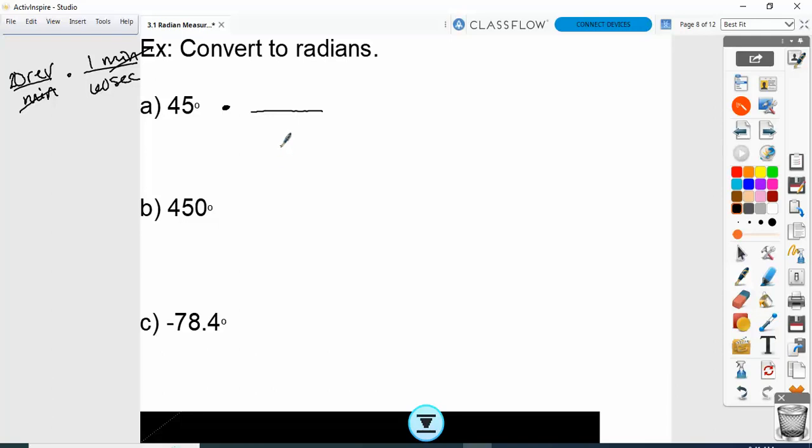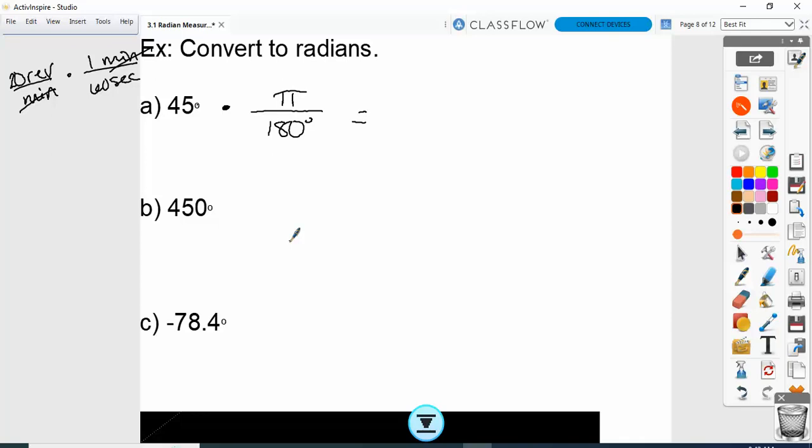to pi radians. Would I want my degrees on the top or bottom? Bottom, because this is on the top, I don't want to cancel it. So I'm going to multiply by pi over 180. On your calculator, if you use the pi button, it's going to sub in the decimal. And we're going to try to avoid that whenever we can and keep things in terms of pi. So we're going to use the calculator, but we're not going to put in the pi.